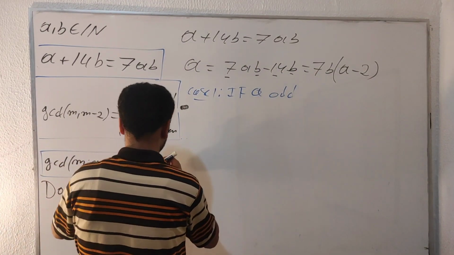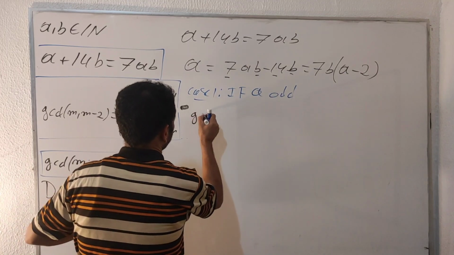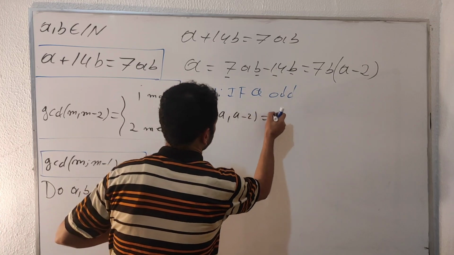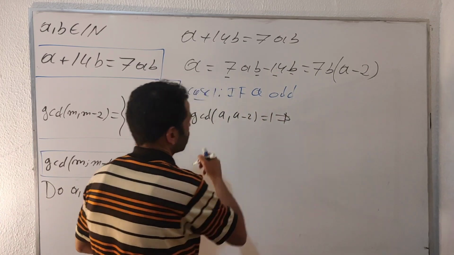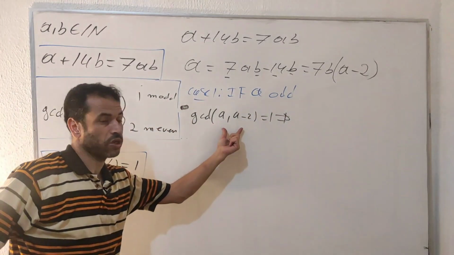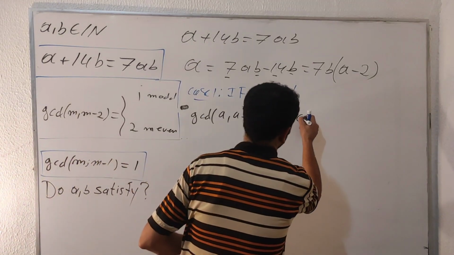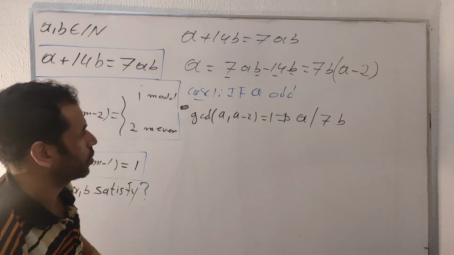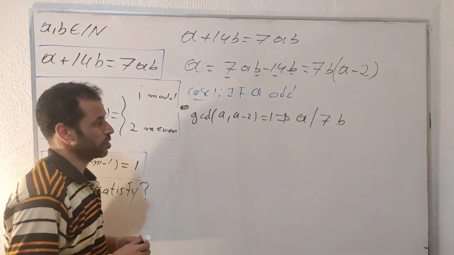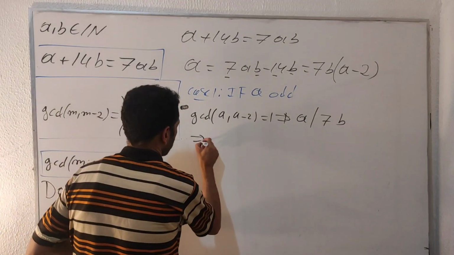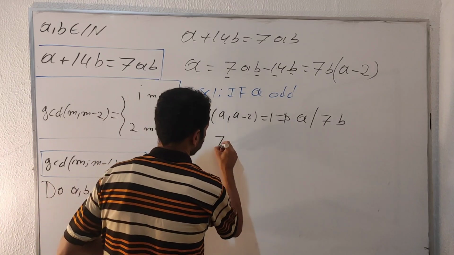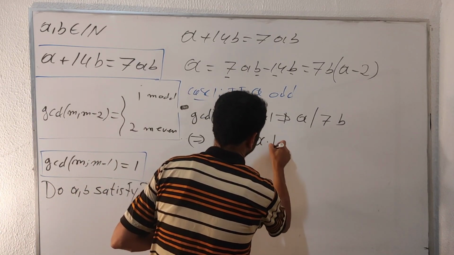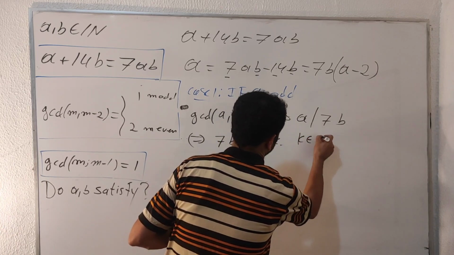Since the GCD of a and a minus 2 equals 1, because they are coprime in this case, a must divide 7b. If a divides 7b, then according to the divisibility statement, I get 7b equals a multiplied by k, where k is some natural number.